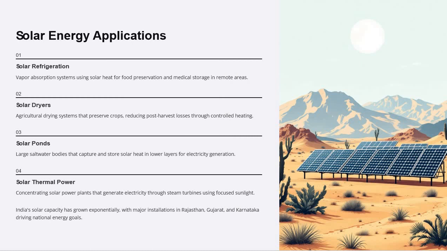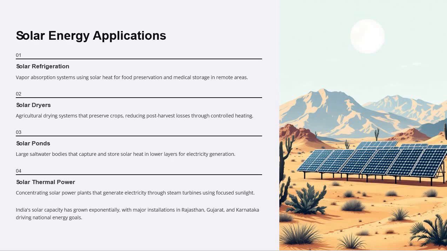Solar refrigeration, solar dryer, solar pond, solar thermal power. These are a few applications of solar energy. The solar refrigeration system, a vapor absorption system using solar heat, is used for food preservation and medical storage in remote areas. Solar dryers are generally used in agricultural drying systems that preserve crops, reducing post-harvest losses through controlled heating.